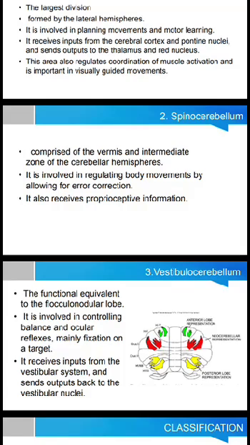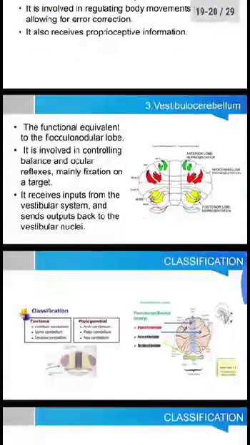Then spinocerebellum. It consists of the vermis and the intermediate zone of the cerebellar hemispheres. It is involved in regulating body movements by allowing for error correction. It also receives proprioceptive information.